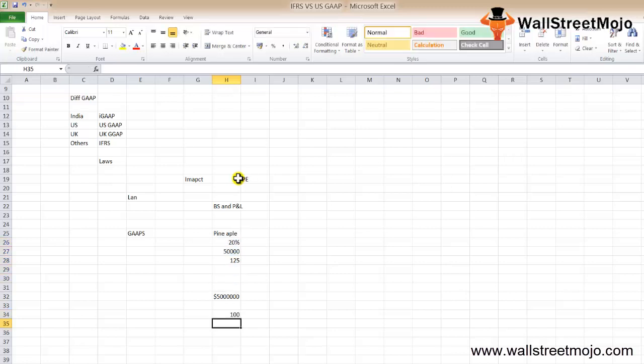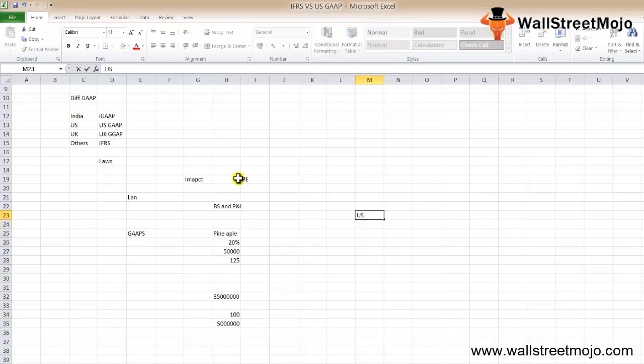$100. Okay, so 50,000 into 100 will give you 5 million. So you are right in pointing out that the company earned $5 million in US and India, but revenue recorded in the books of account will be different in US and India. I'll just write for you over here.